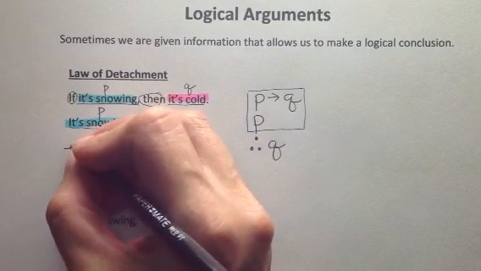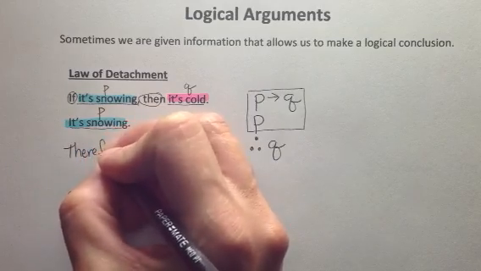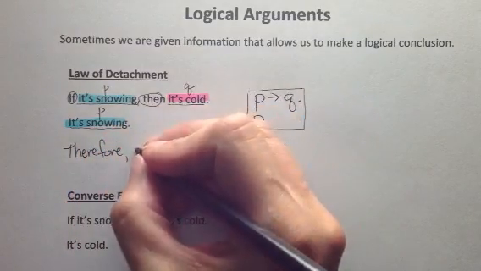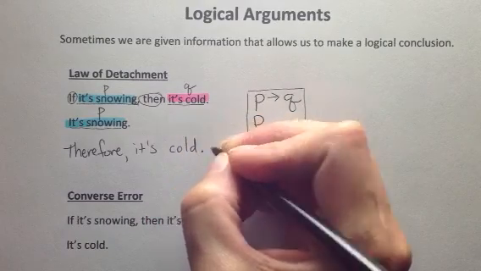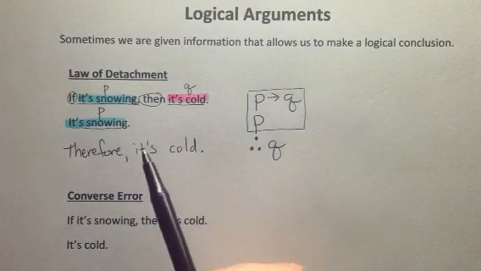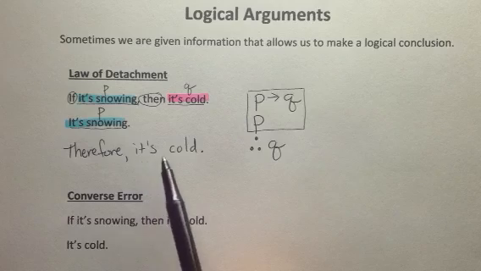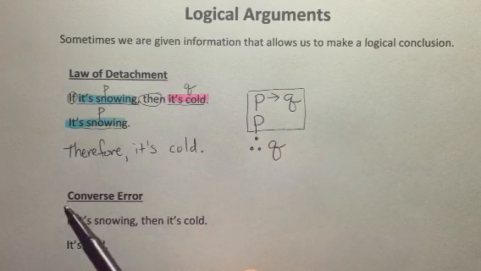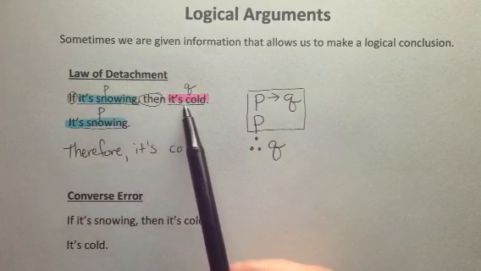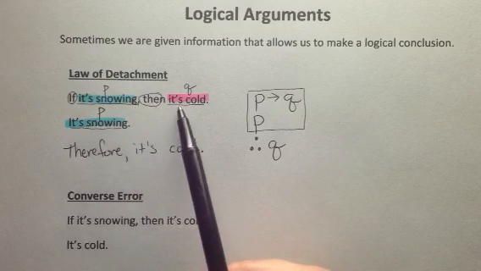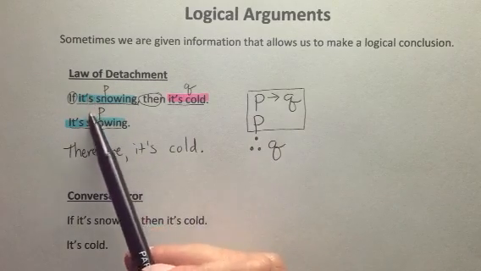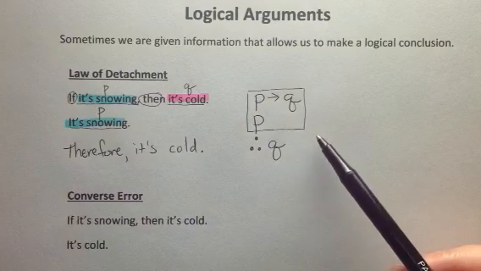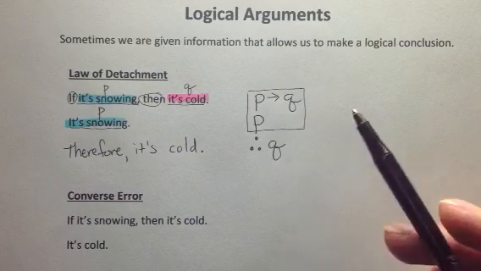So given these two statements, let's make the conclusion, in words: therefore it's cold. You might look at me funny and say, but wait a minute, they already said it's cold. Actually they didn't. They gave us a conditional statement that said if it's snowing it's cold. They didn't tell us it's cold. We made that conclusion because we were given these two statements. It's called the Law of Detachment.